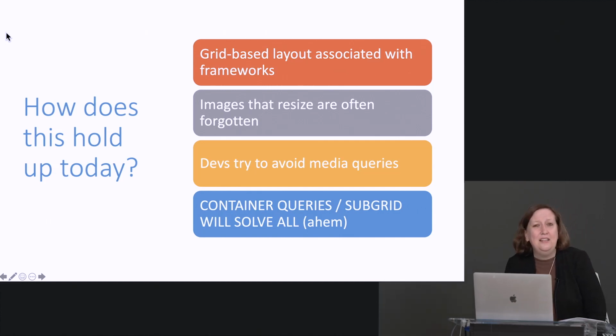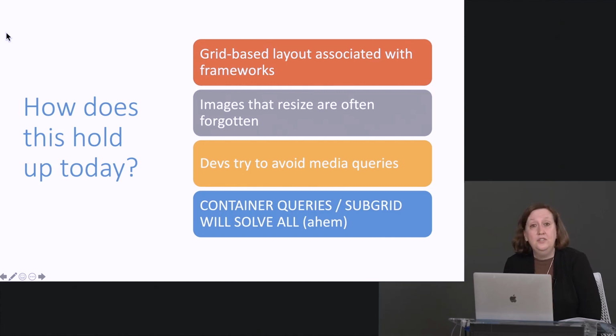So how do Ethan Marcotte's ideas hold up today? Well, those grid-based layouts tend to be associated a lot with frameworks. People tend to think of them as very heavy and difficult to work with. And I'm here to tell you it doesn't have to be, not if you know what you're doing. The images that resize are often forgotten. A lot of people just put up the same picture across all of their devices, or they go after complicated solutions, maybe something that's JavaScript based. I'm here to tell you it's all baked into HTML and it's well supported. Nothing could actually be easier than responsive images.